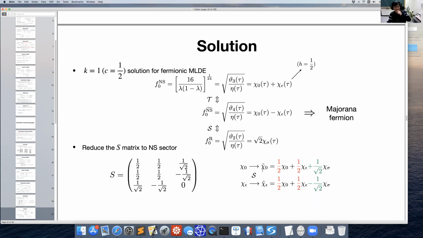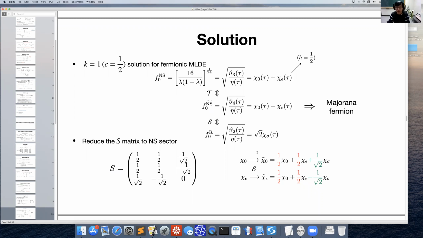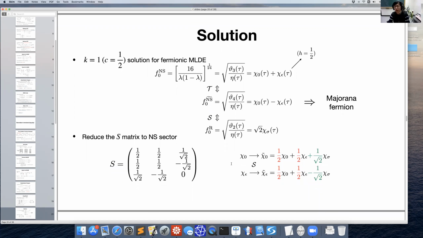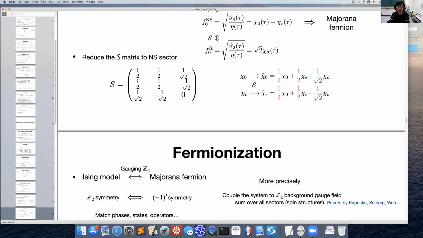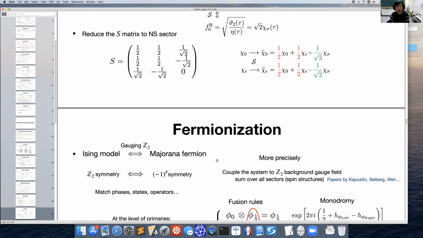As a result, only if you add chi0 with chi epsilon will the result be invariant under S, which is all consistent with the fact that only S is contained inside the NS sector, and this part will be cancelled. And this simple fact can lead to a few pieces of physics, which is known as fermionization.